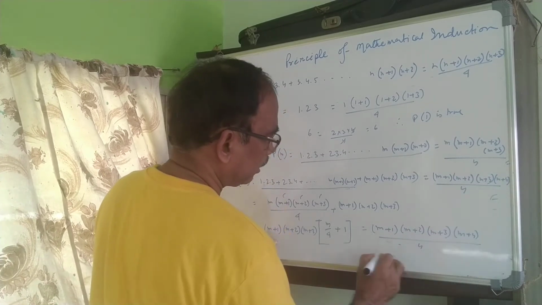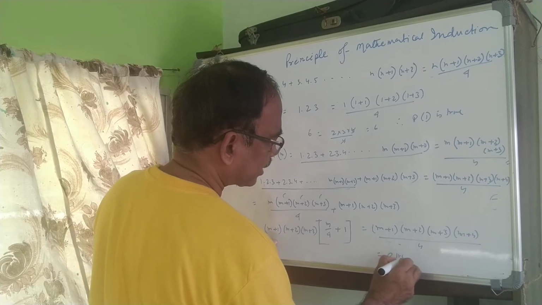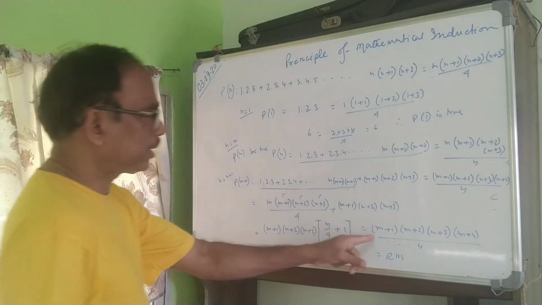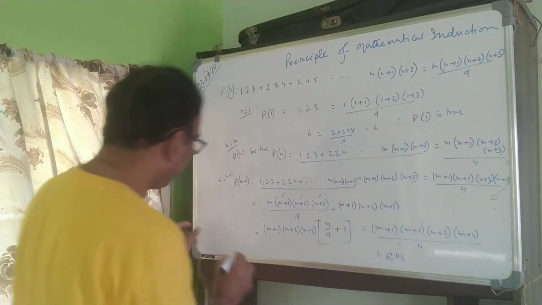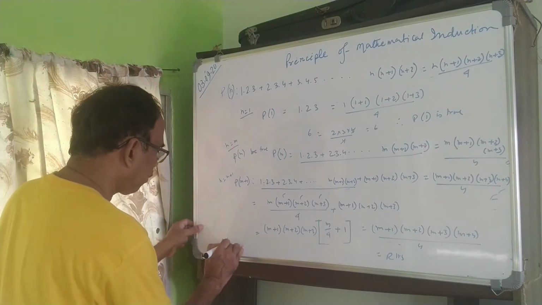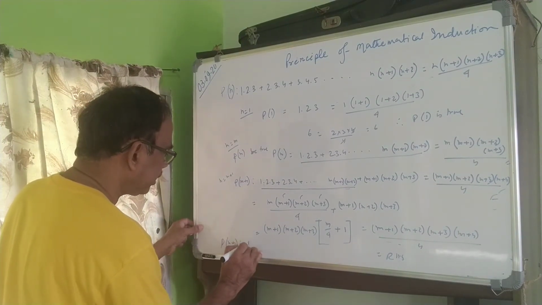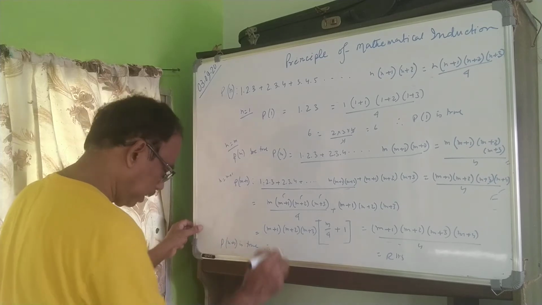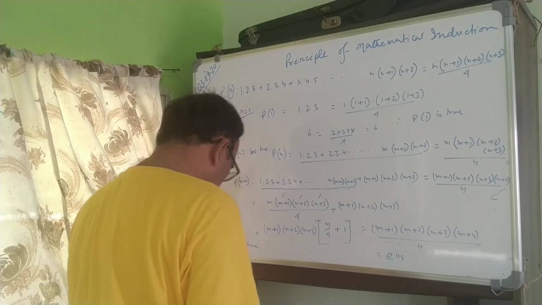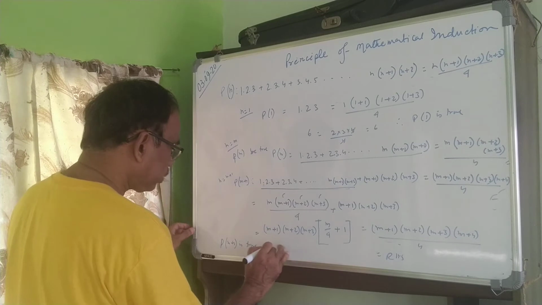So look here, that equals the right hand side. You got the right hand side. Therefore P(m+1) is true. Therefore we can write P(m+1) is true. Therefore P(m) is true.